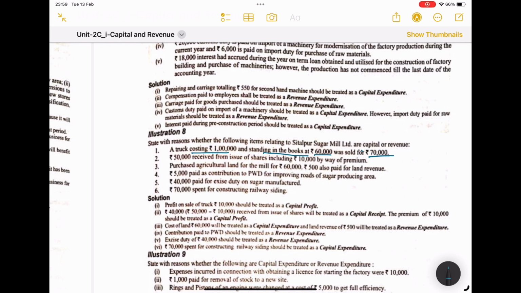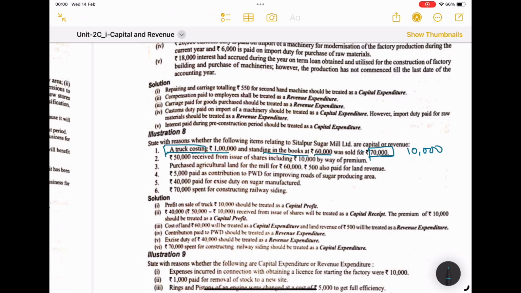So here I sold an asset, so that I'm going to incur income, isn't it? So I received some income, that too with a profit of 10,000. So this will be considered as capital profit because we are selling a truck. Okay. Next, 50,000 received from issue of shares including 10,000 as premium.